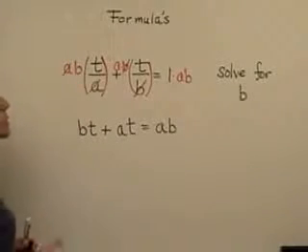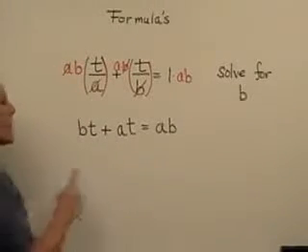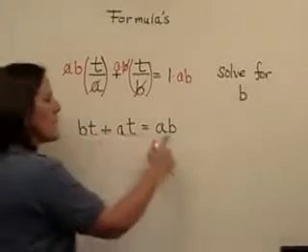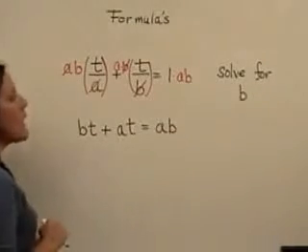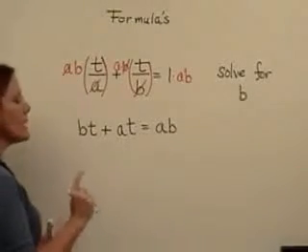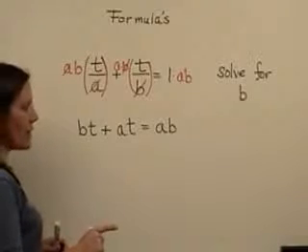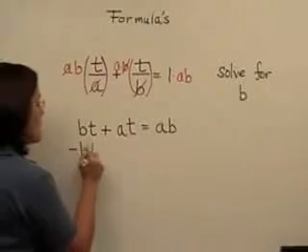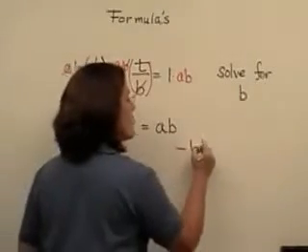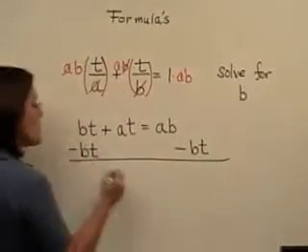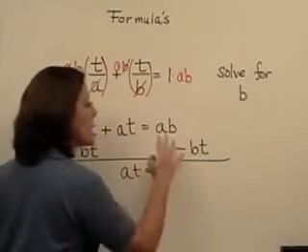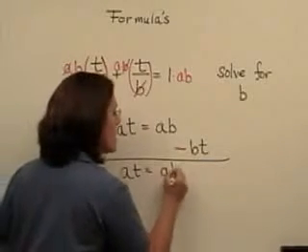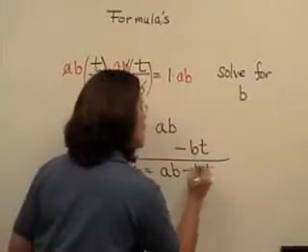I have to be really careful. This one is a very unusual problem. There's a term with b in it here and a term with b in it here. I can't solve for b unless I get those terms together and then factor that b out. So I'm going to have to subtract bt from both sides of this equation so that I have both terms with b in it over here. So I'll have an ab minus bt.